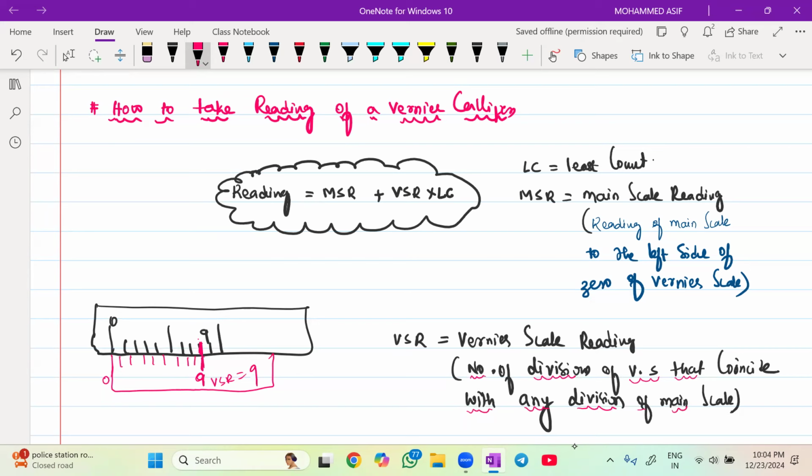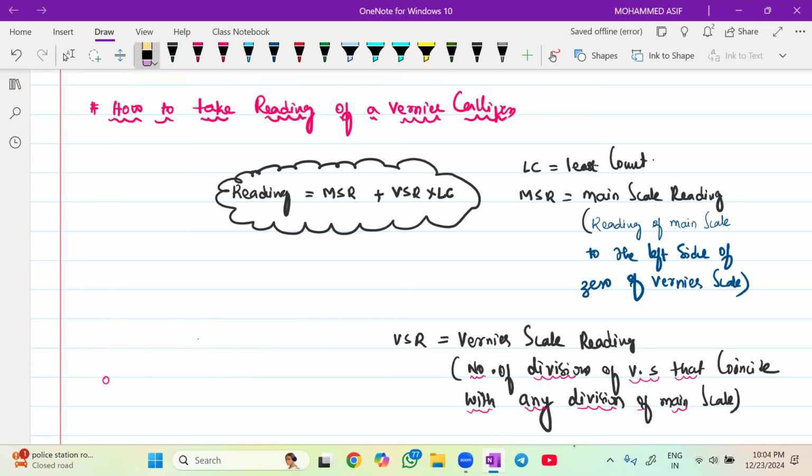Am I clear? Yes, sir. Isn't it? Look, let me do one problem for this one. You'll get a rough idea. Now try to remember the formula. Reading is nothing but equal to how much? Reading is equal to main scale reading plus Vernier scale reading multiplied by least count.